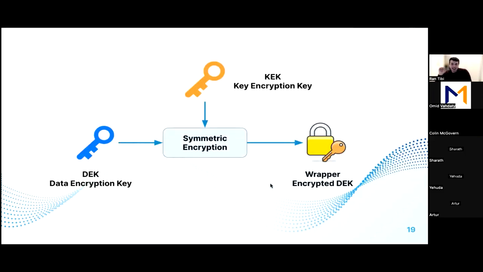We have the data encryption key. This is the encryption key we had so far, and we call it the DEK. And we are going to create a new key, which we call the KEK, the key encryption key. And we will encrypt the DEK using the KEK, and we'll get a wrapper. A wrapper is the encrypted DEK, and it can only be decrypted using the KEK.